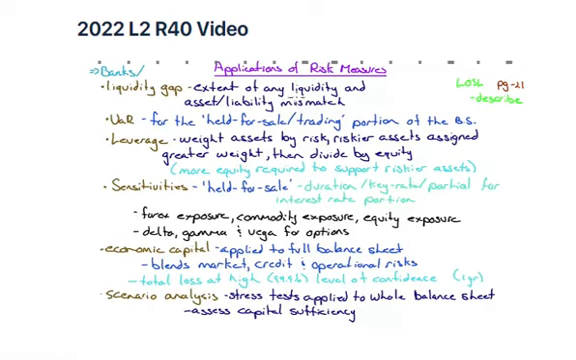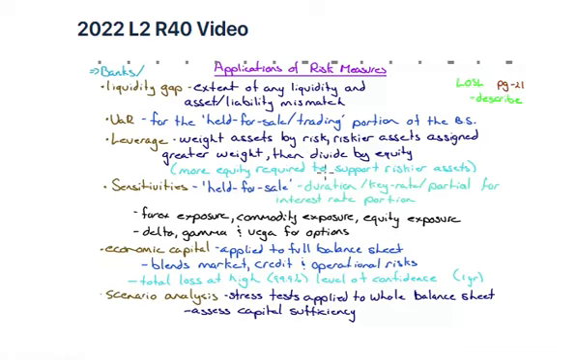Liquidity gap: the extent of any liquidity and asset or liability mismatch. For value at risk, the held for sale or trading portion of the balance sheet. Leverage: weight assets by risk. The riskier assets are assigned a greater weight, then you divide by equity. So you wouldn't just take your total assets and divide by equity. You take your total assets weighted by risk, again pointing out that the riskier assets are assigned more weight, so that your numerator can potentially be greater than your total assets, and then you divide by equity.